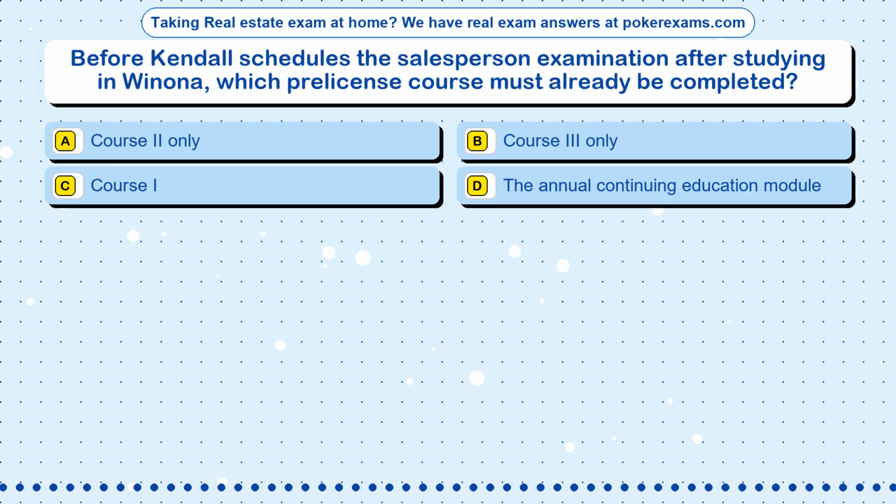Question 43. Before Kendall schedules the salesperson examination after studying in Winona, which pre-license course must already be completed? Option A, Course 2 only. Option B, Course 3 only. Option C, Course I. Option D, the annual continuing education module.